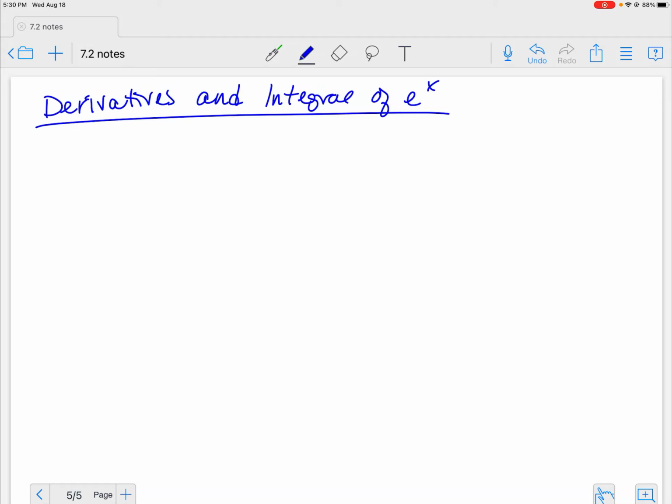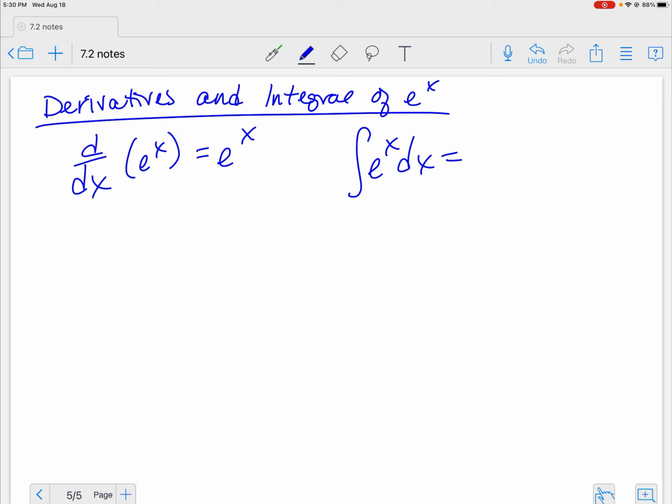So we took care of derivatives and integrals of natural log. Let's take a look at derivatives and integrals of e to the x. If I want the derivative here of e to the x, guess what that is? E to the x. Yes, that's real. So if my derivative is e to the x, if I want to integrate e to the x dx, what do you think you get? Yeah, you do. E to the x plus c.